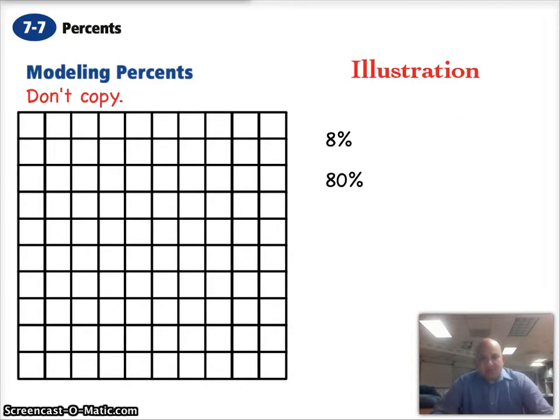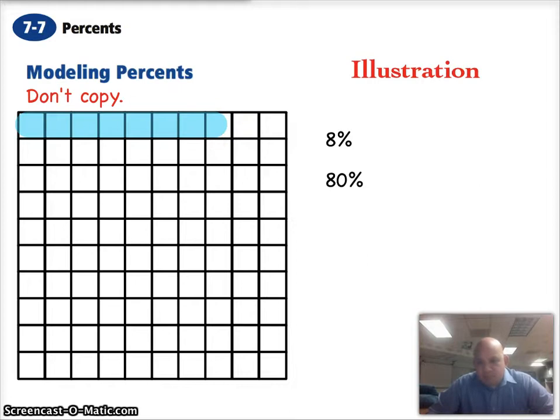Let's look at an illustration. This is a hundredths grid, and what we're going to do here is demonstrate what 8% is. 8% out of this hundredths grid is simply 8 of these blocks filled in out of 100. So I'm going to go ahead and do that. We've got 1, 2, 3, 4, 5, 6, 7, 8. That is 8%. 8 of those squares in the hundredths grid are filled in.